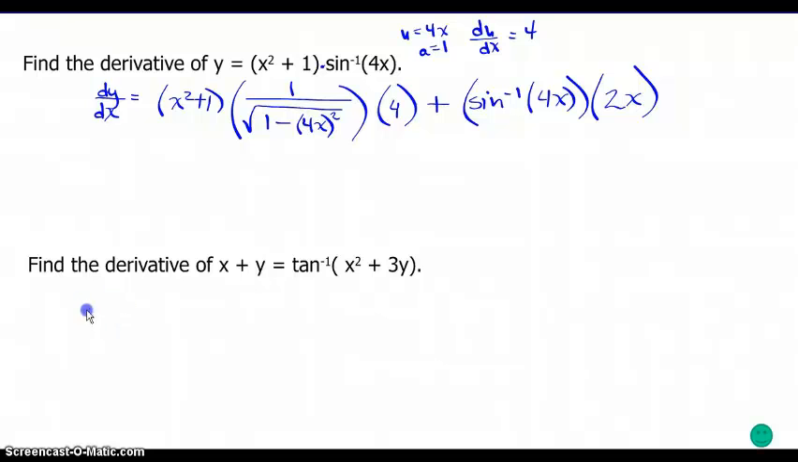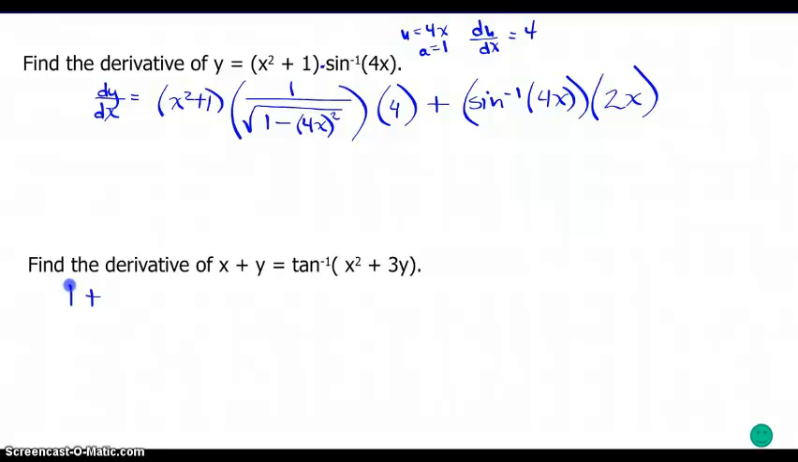And I think we can get to this final one before the end of the video. So I think we're going to get this all done in one video. So here it says find the derivative of x plus y equals the tan inverse of the quantity x squared plus 3y. So now we have an implicit differentiation, and we're differentiating with respect to x.